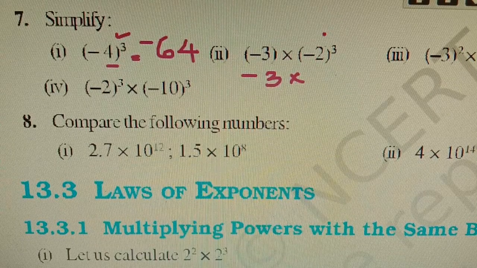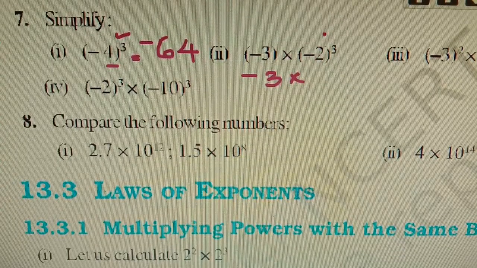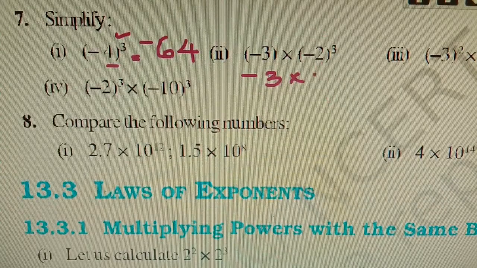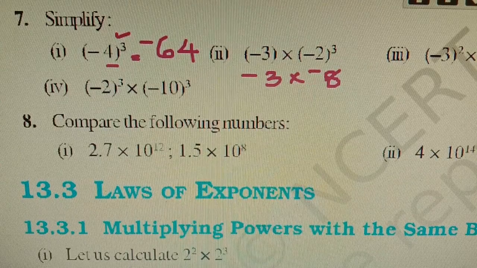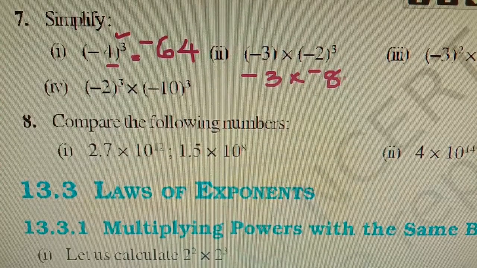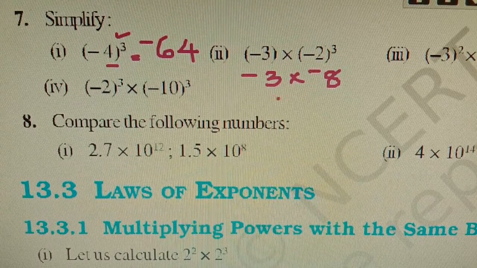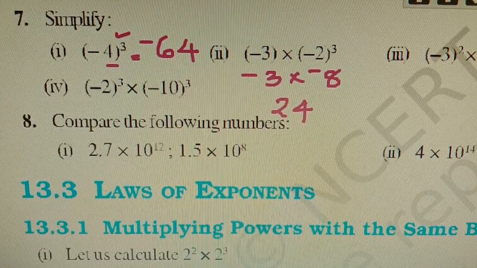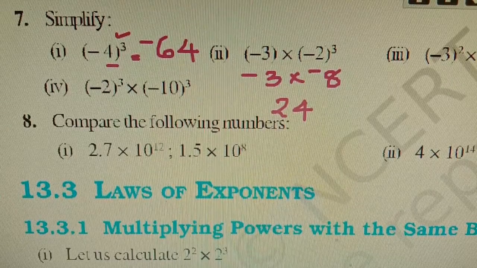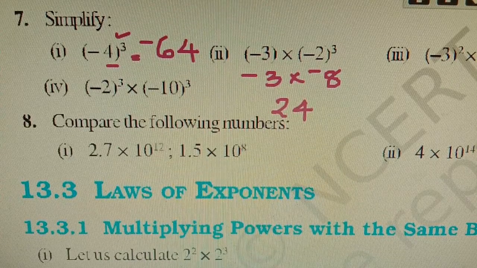Now, negative 3 times negative 2 to the power 3. Power is 3, so that is an odd number. So negative 2 to the power 3 is negative 8. 2 to the power 3 is 8, so negative 2 to the power 3 is negative 8. So negative 3 into negative 8 is positive 24.